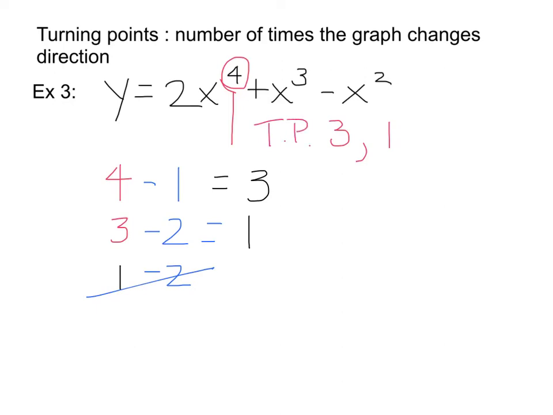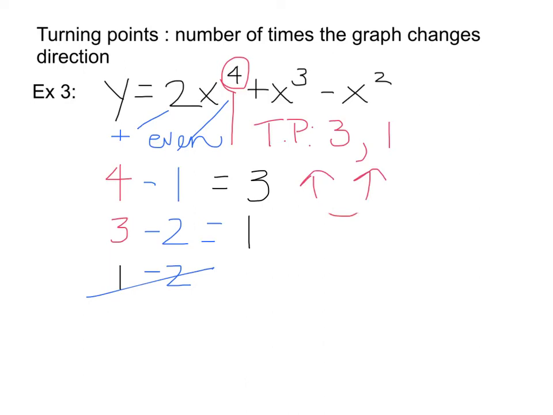Okay, let's use this example to also help us determine the end behavior. So again, my highest exponent is a 4, and 4 is an even number. And then I have to look at the a in front. Since 2 is positive, this is an even positive polynomial. So even positive, remember, looks like this.